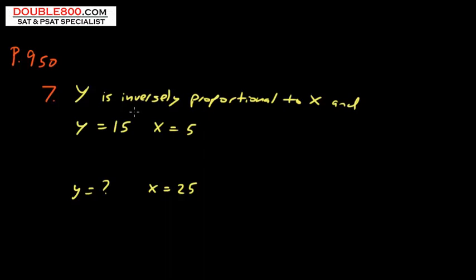In this lesson, we'll review a math question from the problem solving section. We're on page 950, question 7 out of 8 before the grid-in starts. So we know this is a moderate to difficult problem. If y is inversely proportional to x and y is 15 when x is 5, what's the value of y when x is 25?